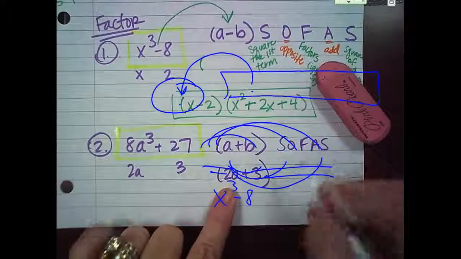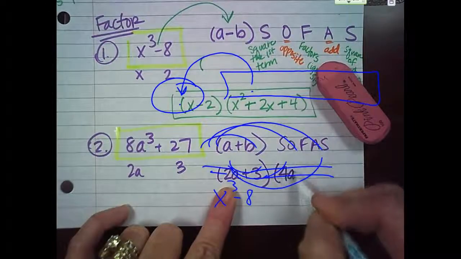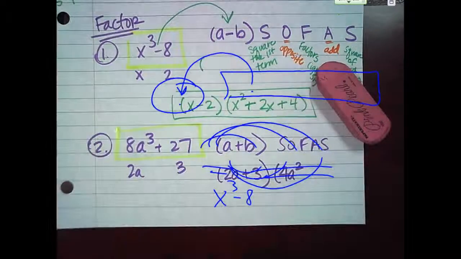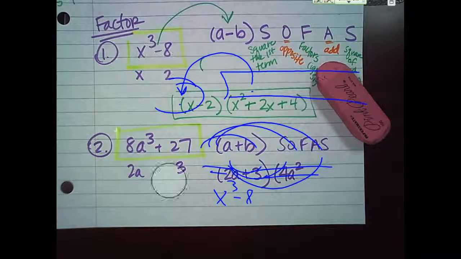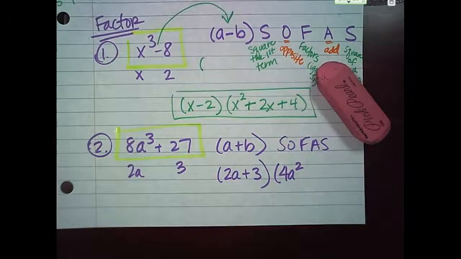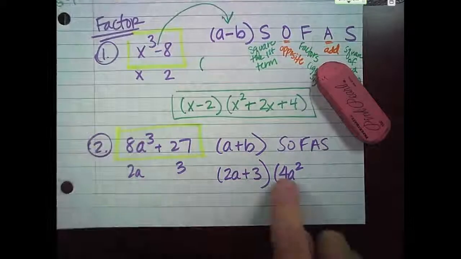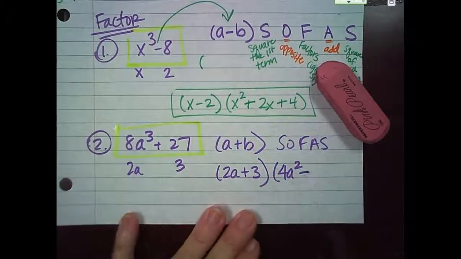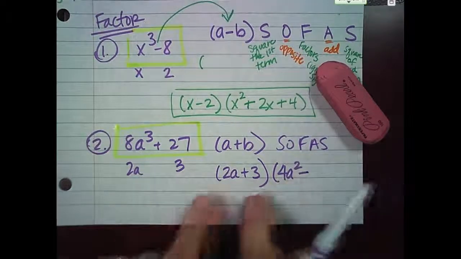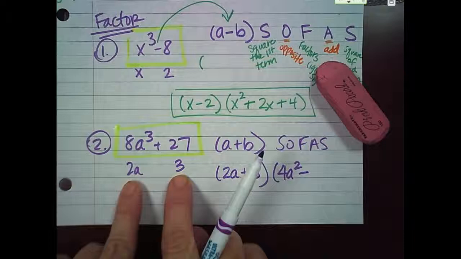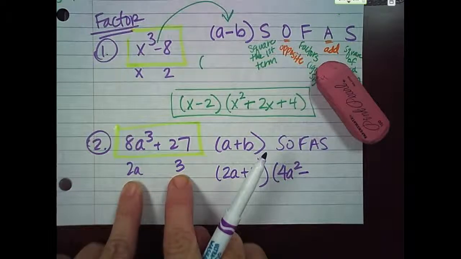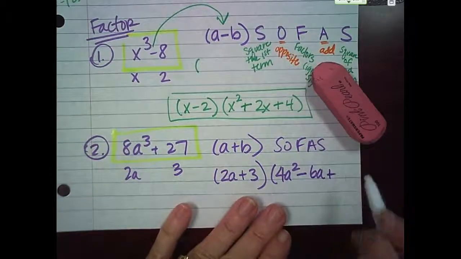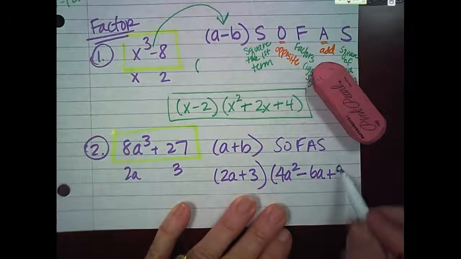SOFAS means S, square the first term, which is 4a squared. Square the first term. O stands for opposite. So if I'm plus, I now turn to minus. F stands for the factors. So 2a times 3 is 6a. Do not worry about the sign. The sign was decided by O. So 6a. A stands for add, and the last S is the square of the last term, which is 9.